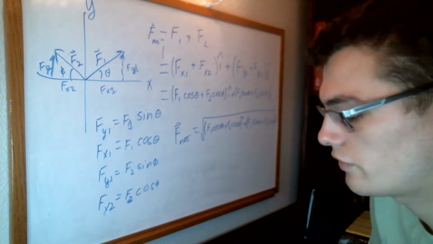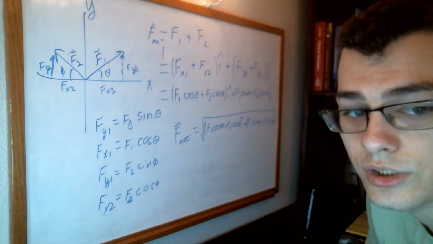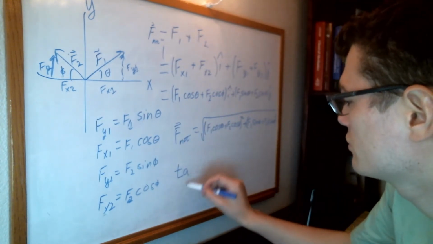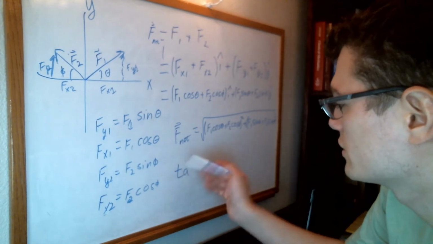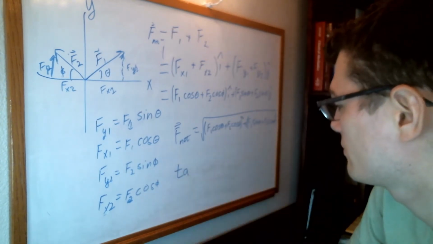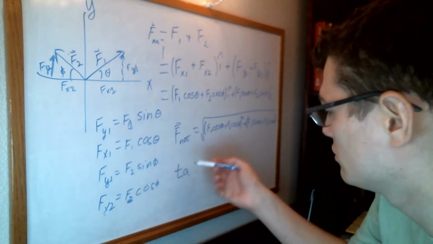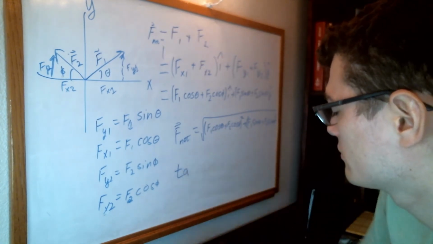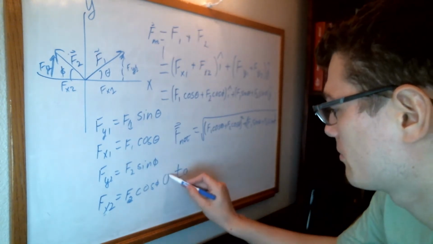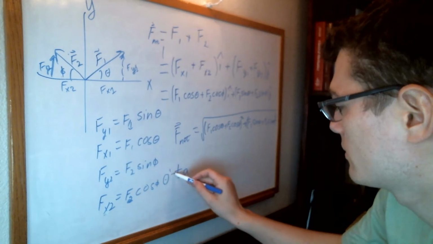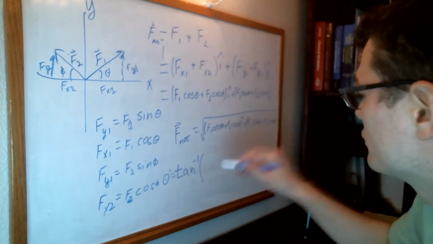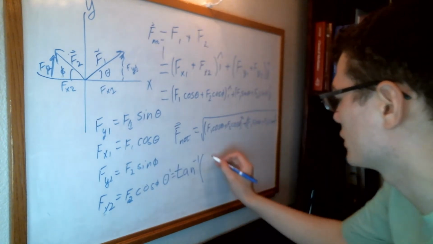And then if we want to find the direction, or the new direction in which this points, we just have to take our inverse tangent function. So we'll call this some angle, I don't know, what should we use for this? I don't know, theta prime. And then we have to use the y component over the x component like we did before.